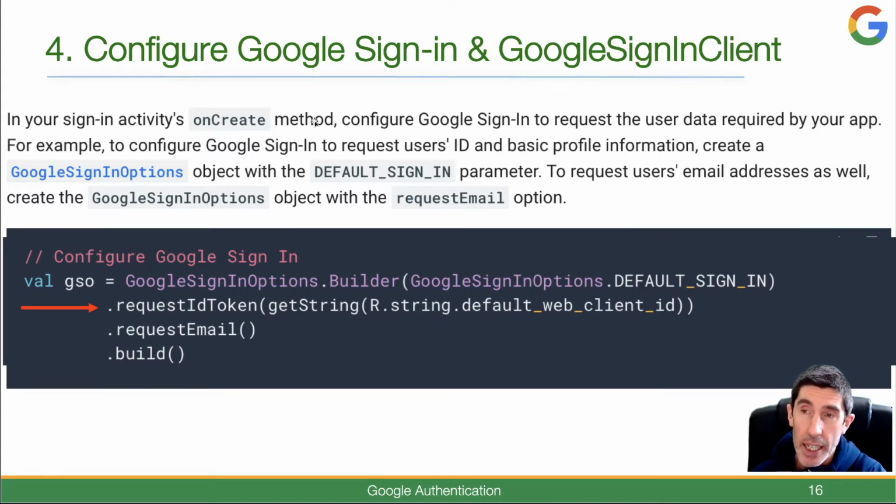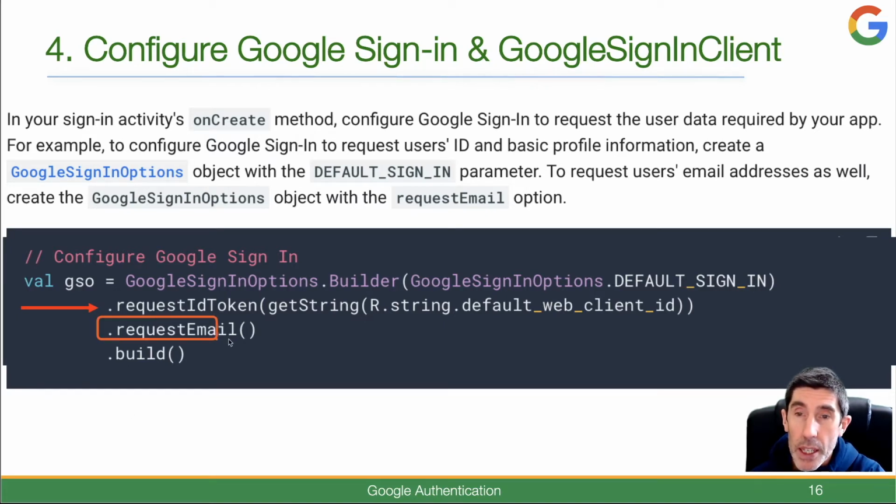So this is how we get access to the Google information that we want to then use within our app. So just to read through it there for you. In your sign-in activity's onCreate method, configure Google sign-in to request the user data required by your app. For example, to configure Google sign-in to request the user's ID and basic profile information, create a GoogleSignInOptions object with the DEFAULT_SIGN_IN parameter. To request users' email addresses as well, create the GoogleSignInOptions object with the requestEmail option. So that's what we're doing down here.